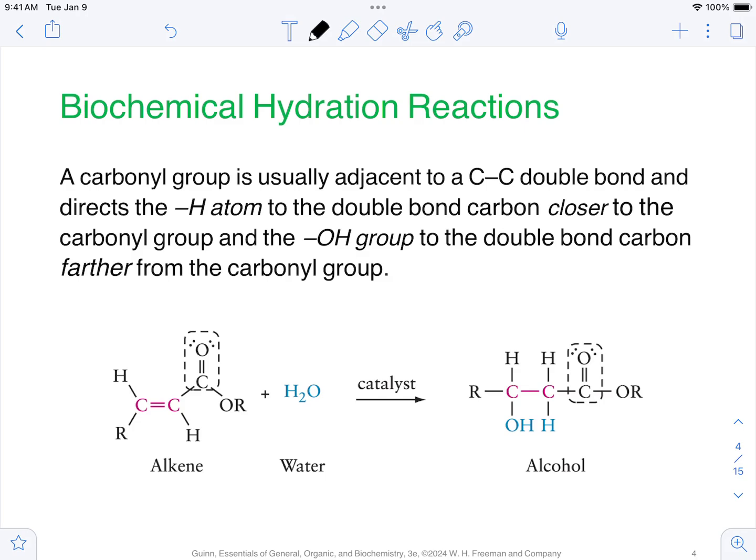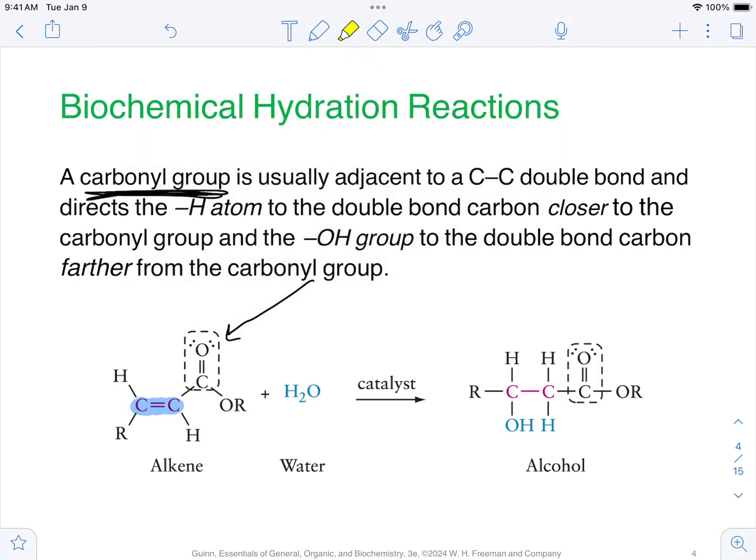Now, what if you have the same number of H's on a carbon? So if you look at this reaction here, here are our carbons, and notice that each of the carbons has one H coming from it. So you will usually see a carbonyl group, so an O double bond C, that is next to the carbon-carbon double bond. Here you can see it is blocked off. That directs the H atom to the double bond carbon closer to the carbonyl group. So the H will be on the C closer to the carbonyl group.